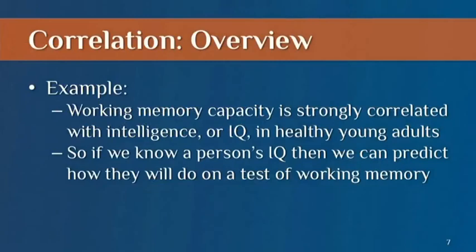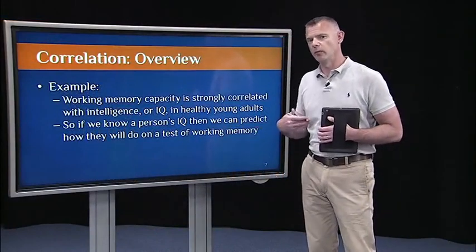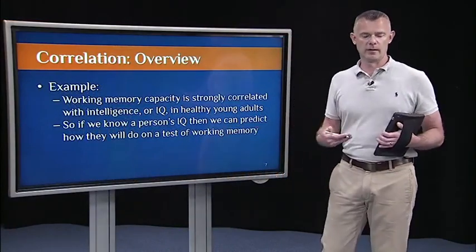IQ. So we know that working memory is correlated with IQ. So if I know a person's IQ, then I could predict how well they're going to do in my lab when they come and take a working memory task.